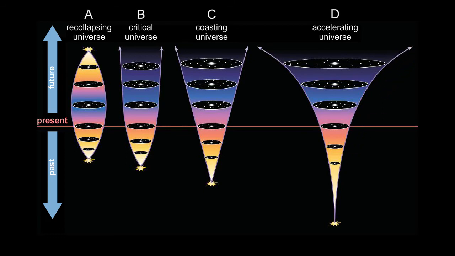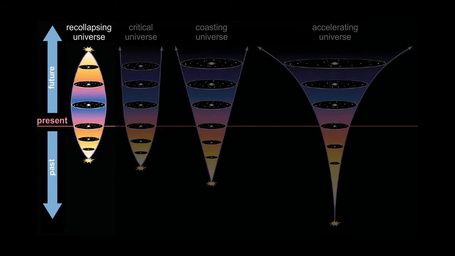Now consider this question. Which model predicts the fastest rate for the expansion of the universe in the past? Is it the recollapsing model, the critical model, the coasting model, or the accelerating model? The answer is A, the recollapsing model. This model has the shortest time from the Big Bang to the present universe, which means it must have had the fastest past expansion rate.